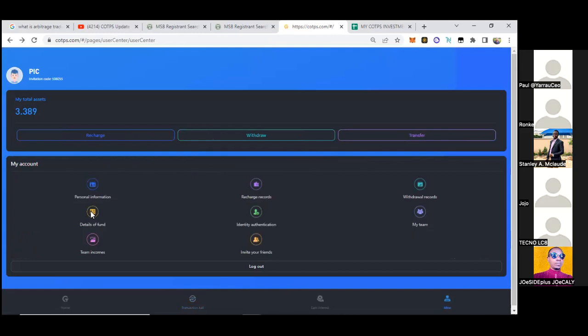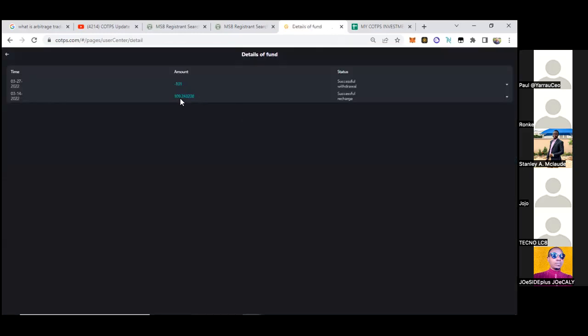So, details of funds. I basically joined this on the 14th of March, right? And by the 27th of March, I had joined with $109, and I was able to withdraw $101. So this is on the 27th of March.